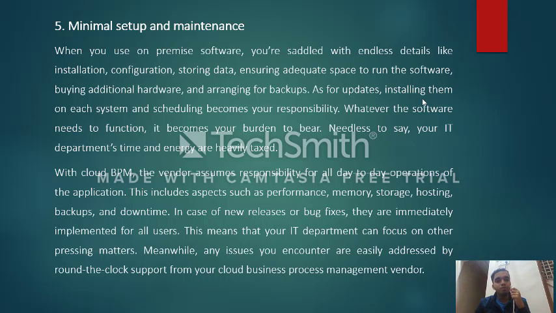But with cloud BPM, the vendor assumes responsibility for all day-to-day operations of the application. This includes aspects such as performance, memory, storage, hosting, backups, and downtime. In case of new releases or bug fixes, they are immediately implemented for all users anywhere in the world. This means that your IT department can focus on other pressing matters. Meanwhile, any issues you encounter are easily addressed by a round the clock support system from your cloud business process management vendor.